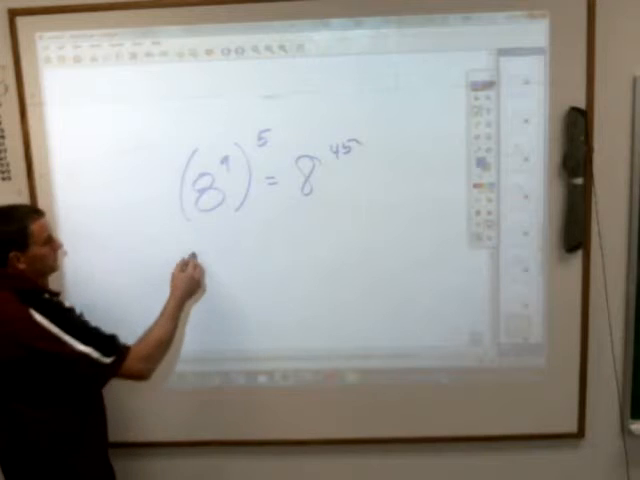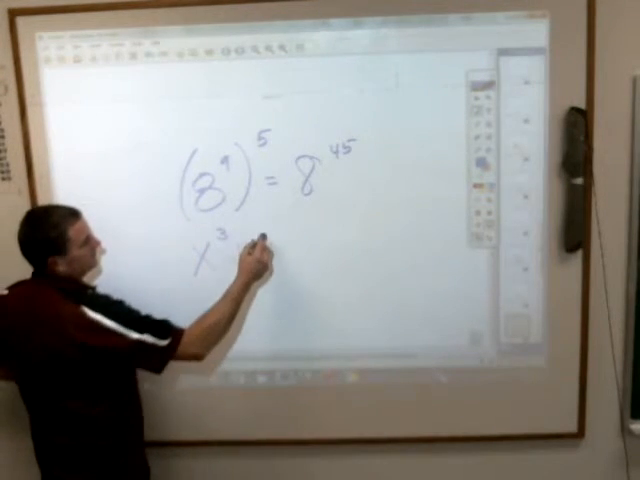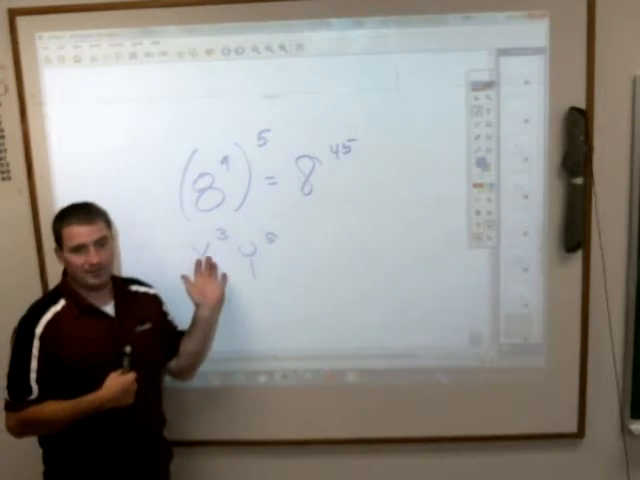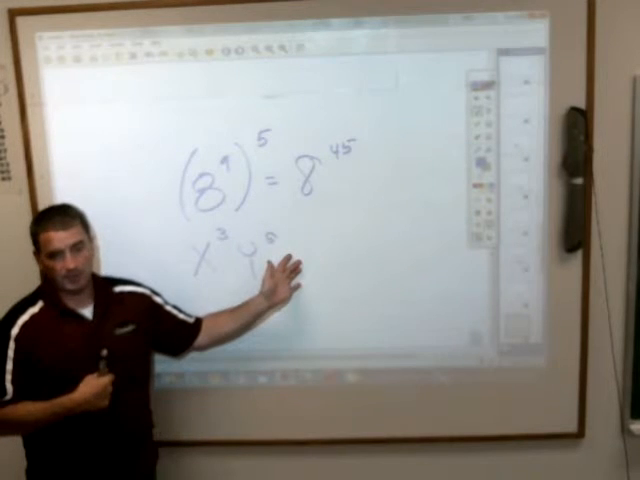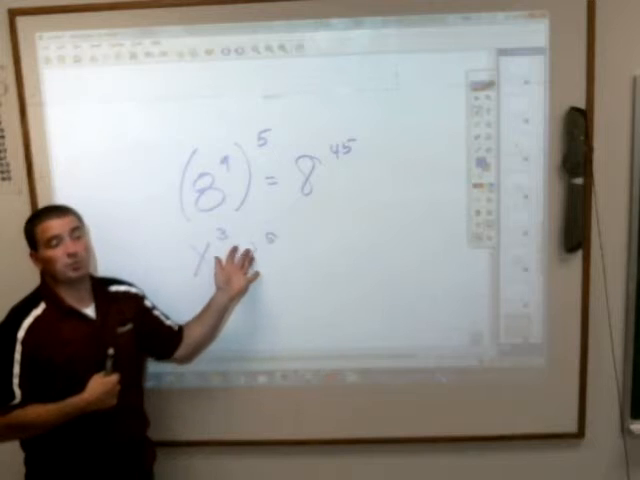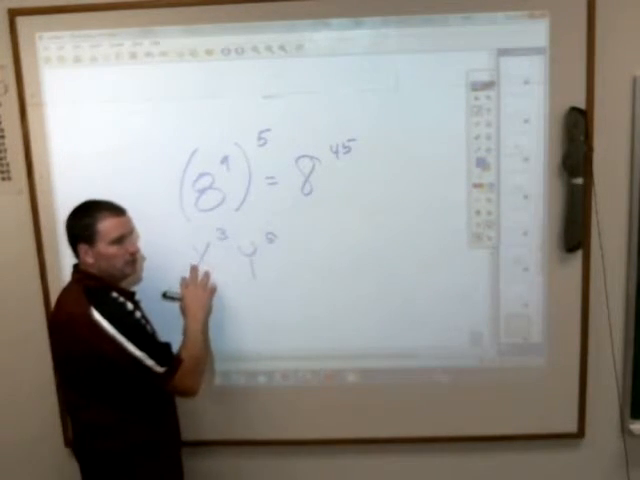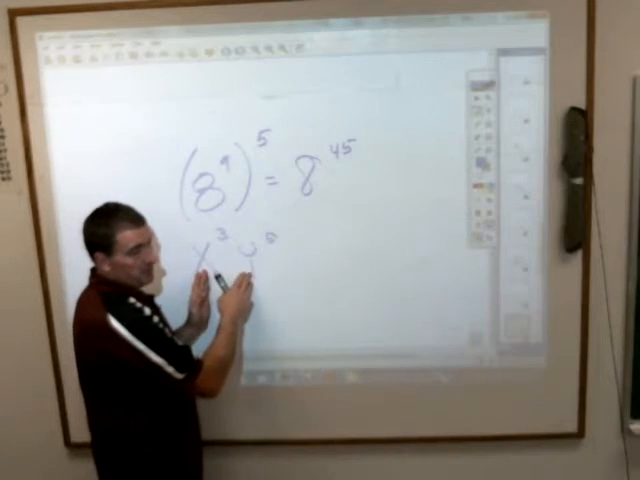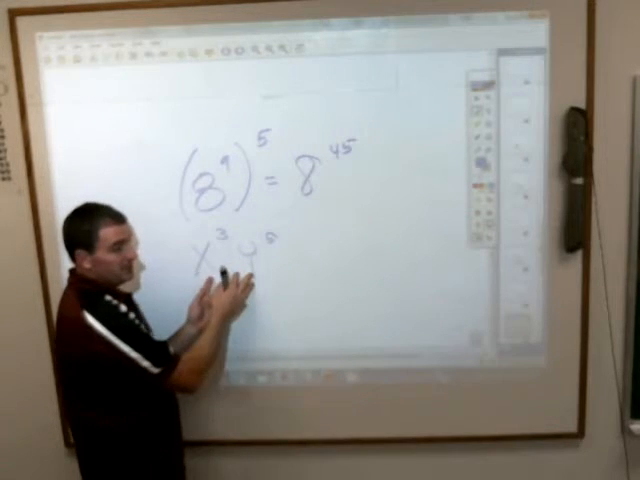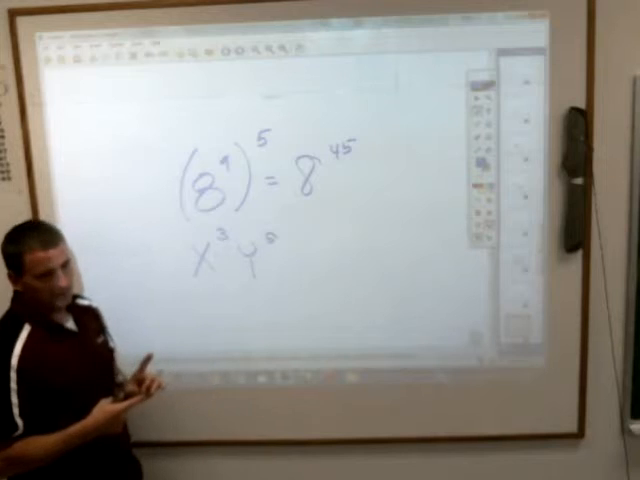Are you saying something like this? If I have x to the 3rd times y to the 5th, yes. Children, Carolyn makes a great point here. If I have x to the 3rd, y to the 5th, I can't do anything with that at all. You don't get xy to the 8th power. These cannot be combined unless the bases are the same. You just have 3 x's times 5 y's. They have to be the same bases.